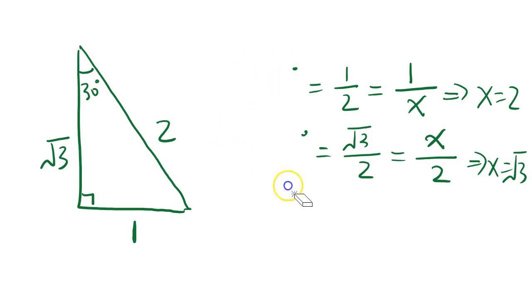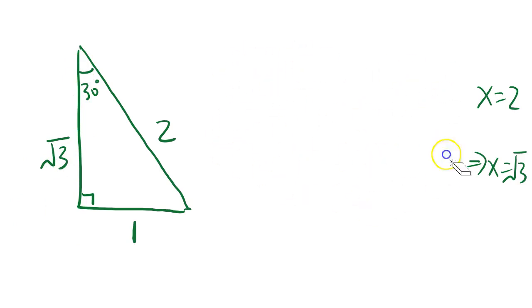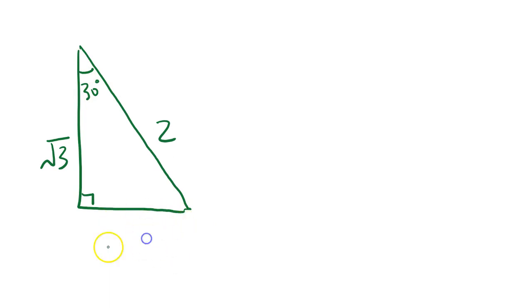So guess what? This configuration works on any right triangle with the 30-degree angle inside, no matter how big the length is. So we can change these to just x, meaning it could be any size, and this then would be 2 times x, and this one would be square root of 3 times x.